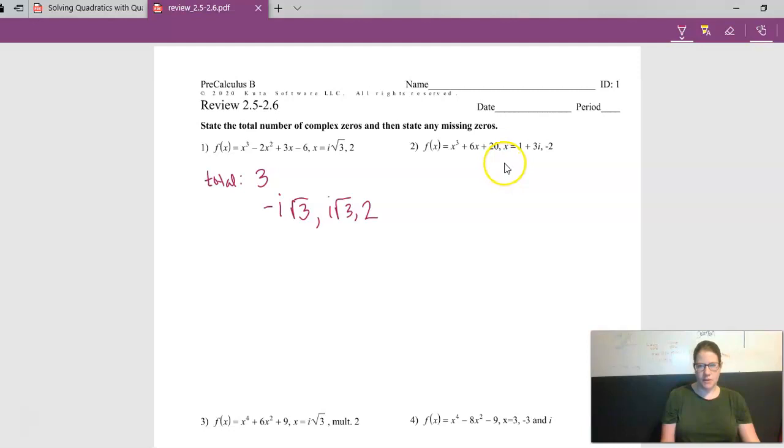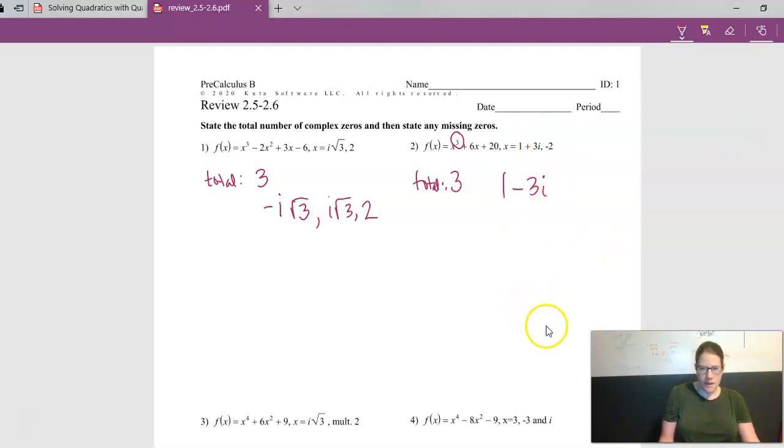So for example, on number 2, again, there are 3 total. It's giving me 2 of them, 1 plus 3i and negative 2i. Because 1 plus 3i is a zero, I know the other one has to be 1 minus 3i. So those are the 3.